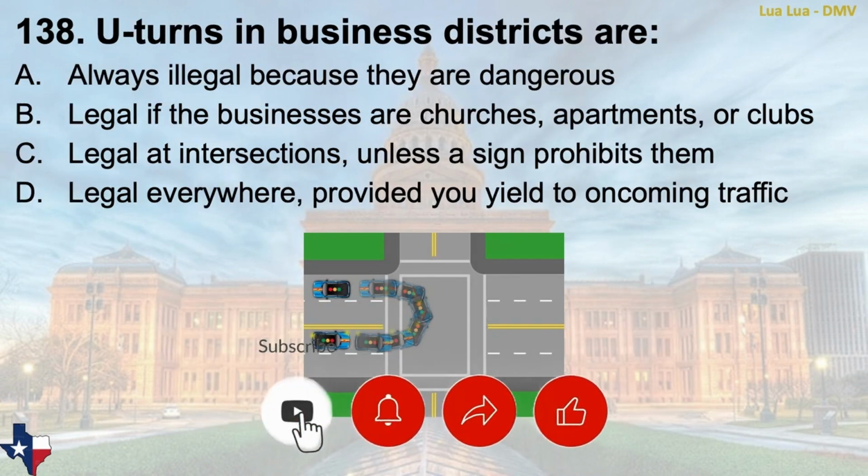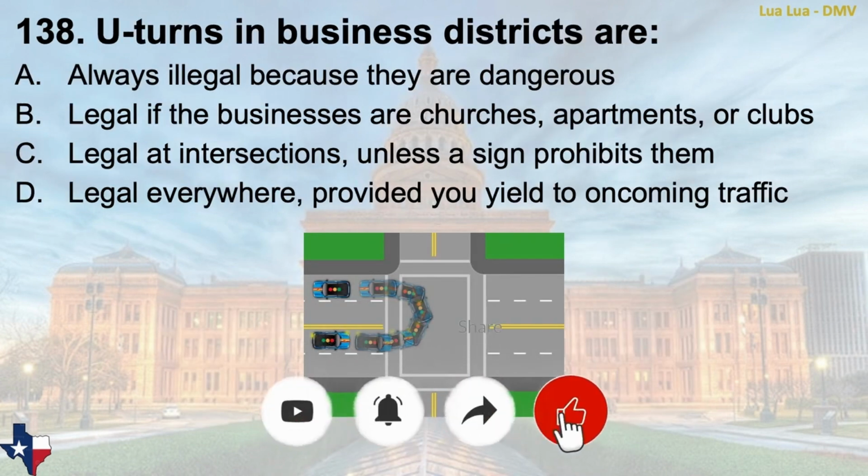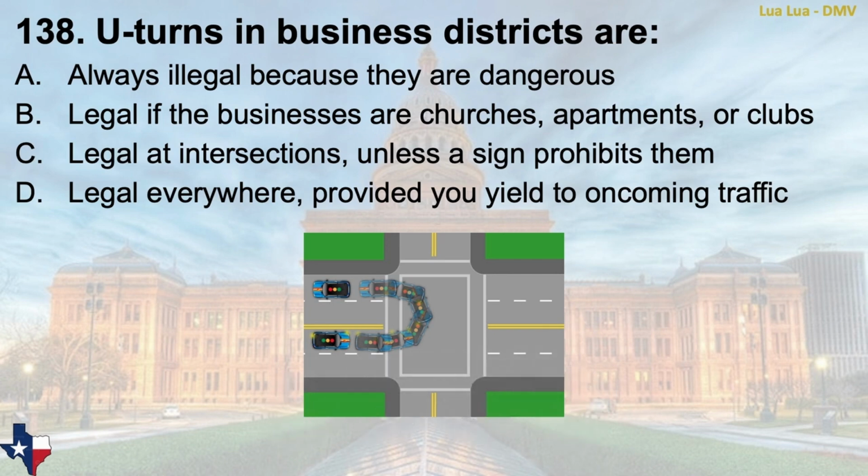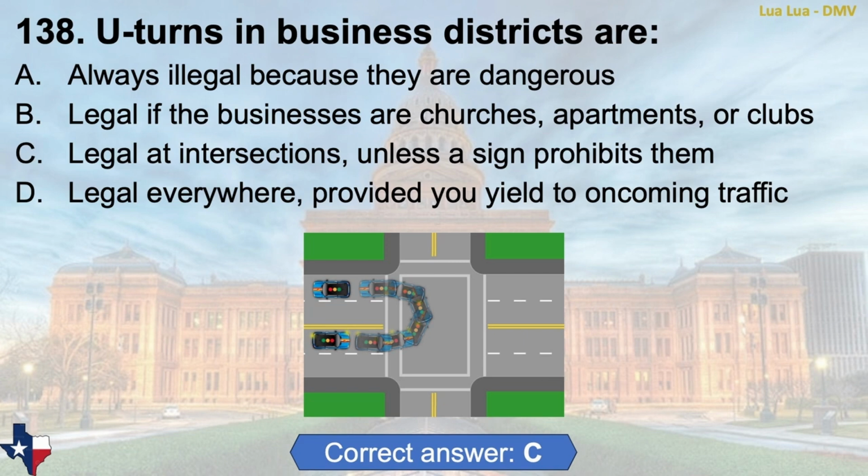That only vehicles next to the broken line may pass. Question 138. U-turns in business districts are A. Always illegal because they are dangerous. B. Legal if the businesses are churches, apartments, or clubs. C. Legal at intersections, unless a sign prohibits them. D. Legal everywhere, provided you yield to oncoming traffic. The correct answer is C. Legal at intersections, unless a sign prohibits them.